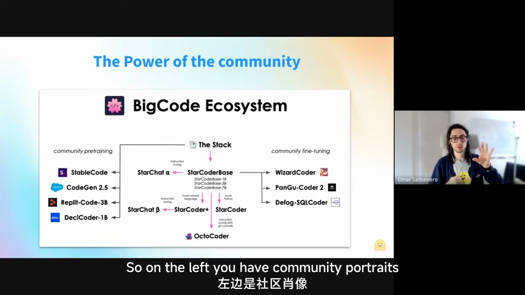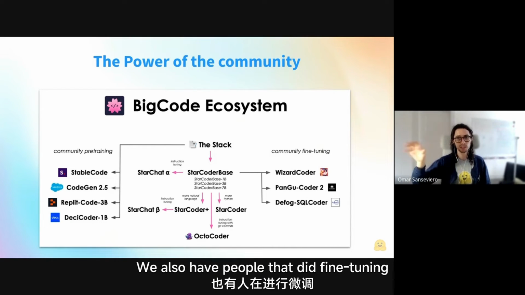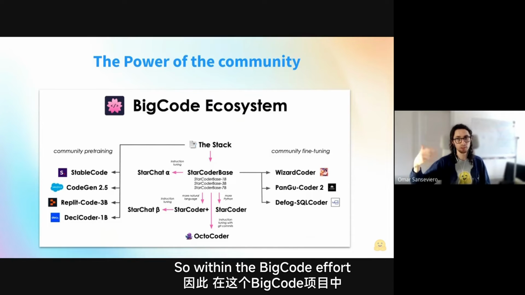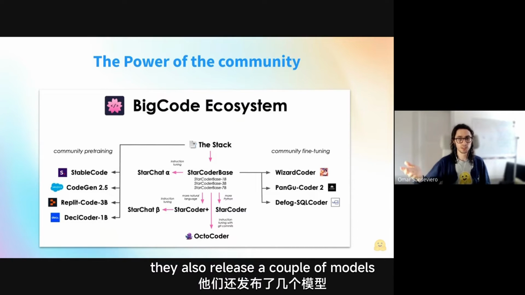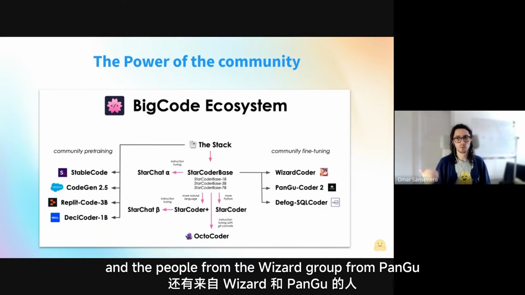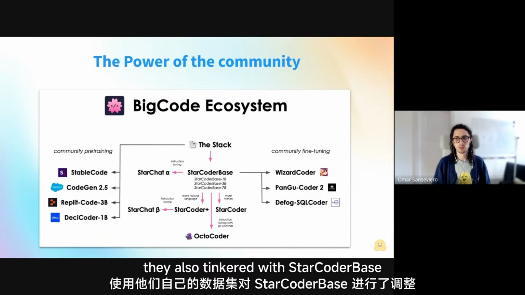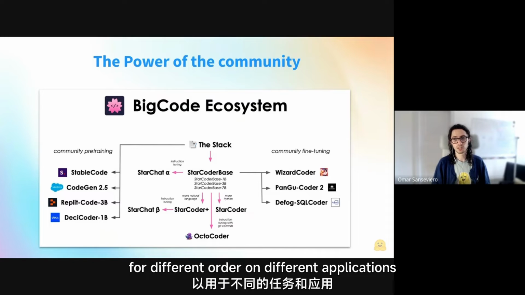So at the left, you have community pre-training. So that's people that are pre-training a very large model from scratch. You also have people that did fine-tuning. So within the BigCode effort, they also released a couple of models. So they released StarCoder Base, for example, and then people from the WizardCoder group, from Phind, from Defog, they also fine-tuned StarCoder Base with their own data sets for their own different applications.